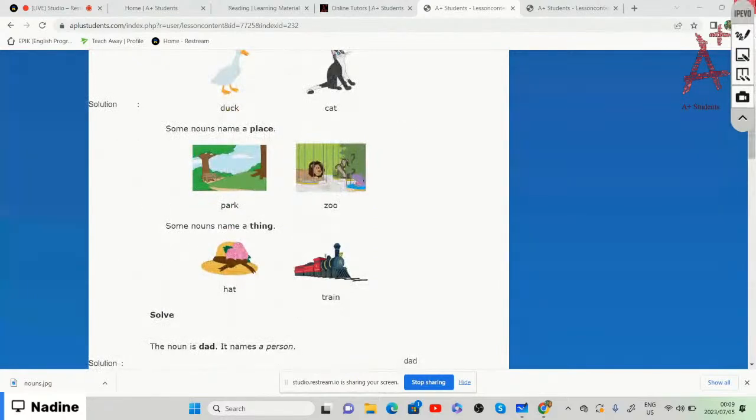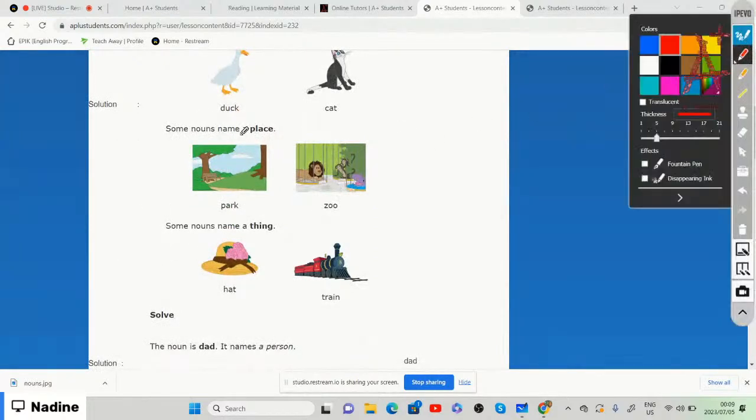Then some nouns name a place, right? Like, for example, if you look at this picture, where do you think this is or what this is? It's got a bench, trees, a nice walkway or pathway. So this is a park. So park is a place that we can identify. So the children played in the park. So park is a noun that we can identify.